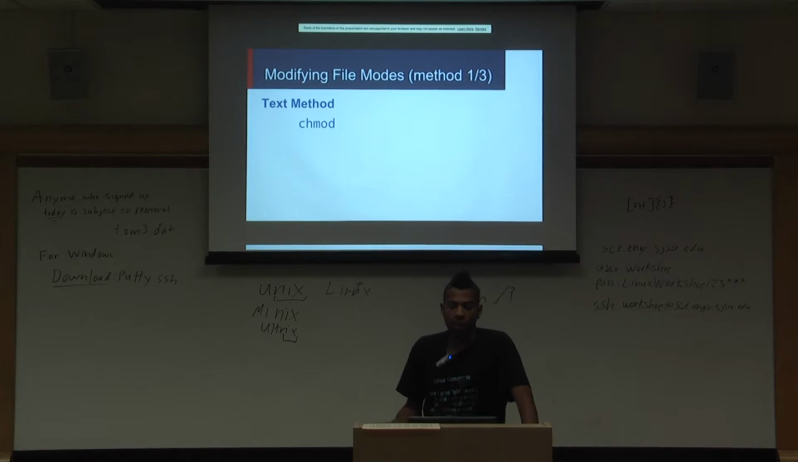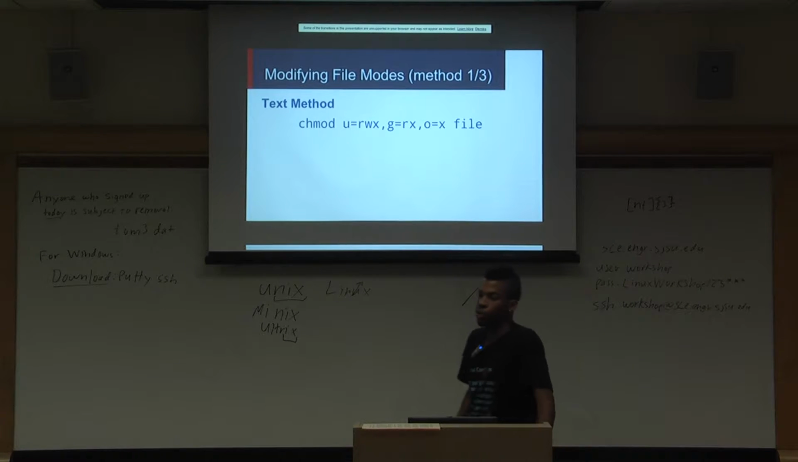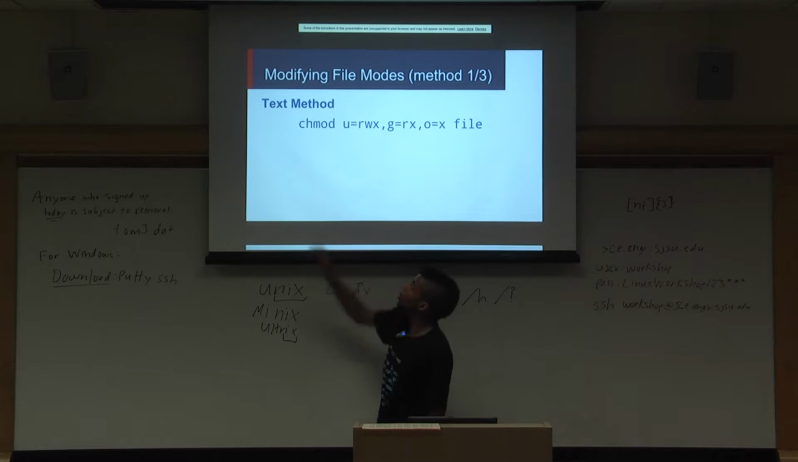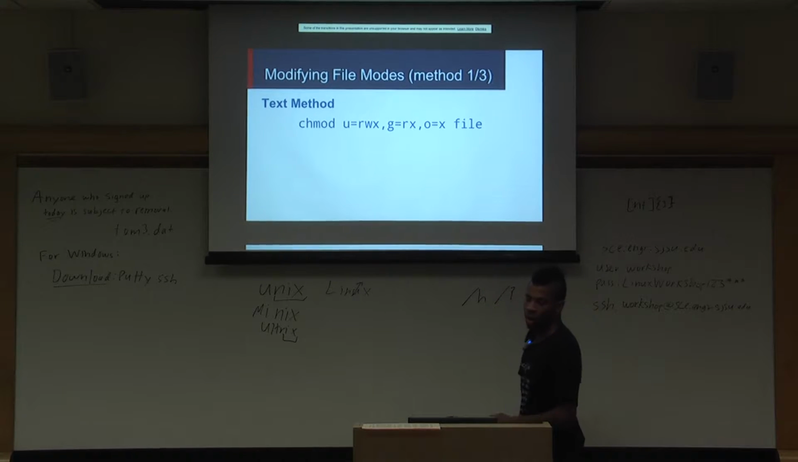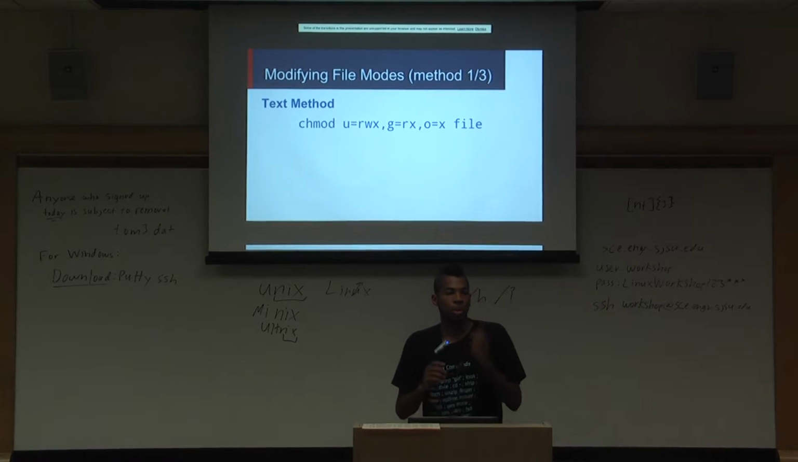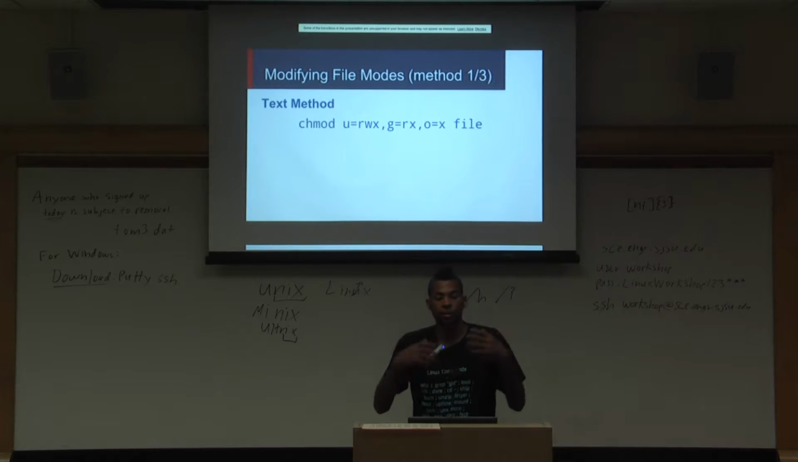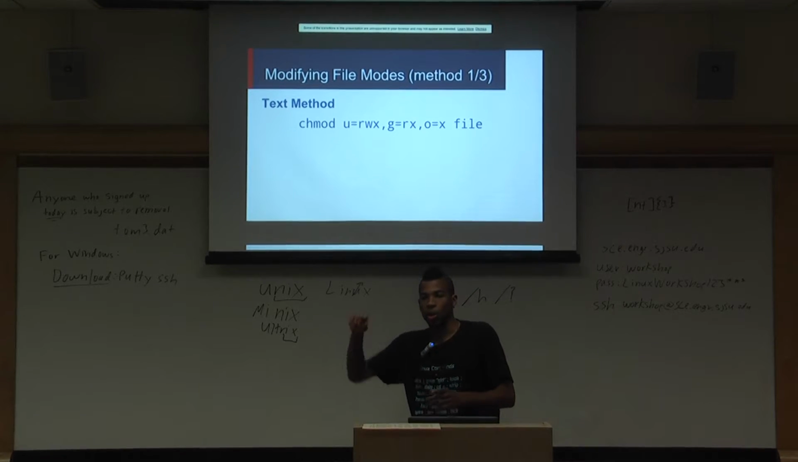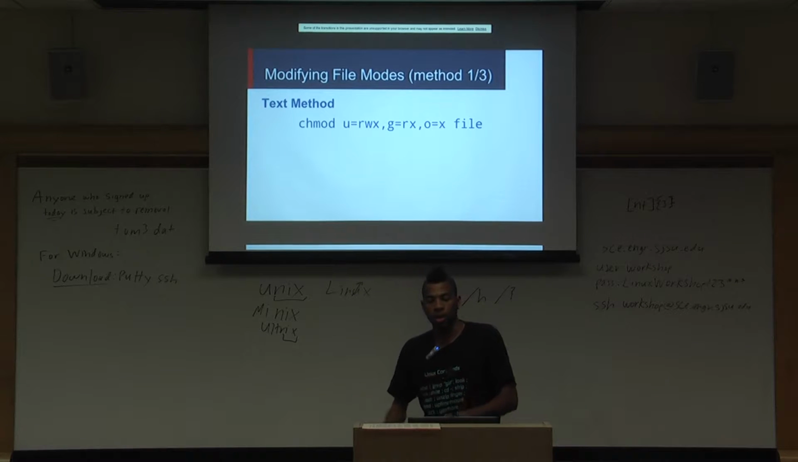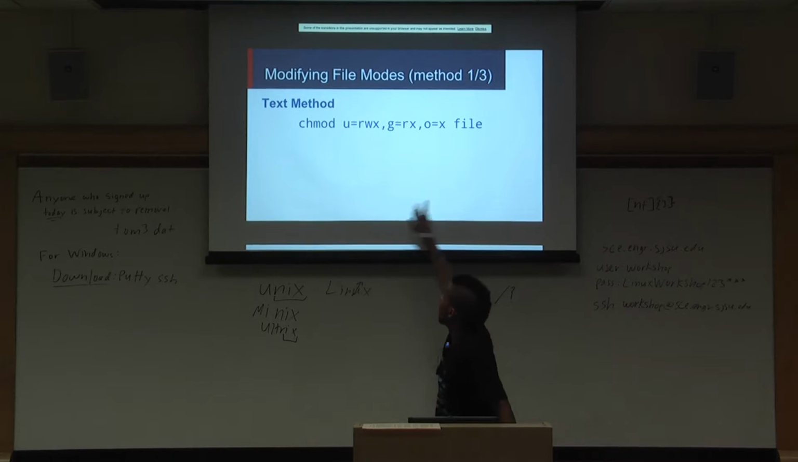So here are the ways to modify the file modes. And this one's going to be the text mode. What you do here is use a command called chmod, so change the mode. And you go u for user equals rwx, which means read, write, and execute. Then you go comma to separate that, g equals rx, and then other people can execute, but they cannot read or write to it. And that's how you set up the file.